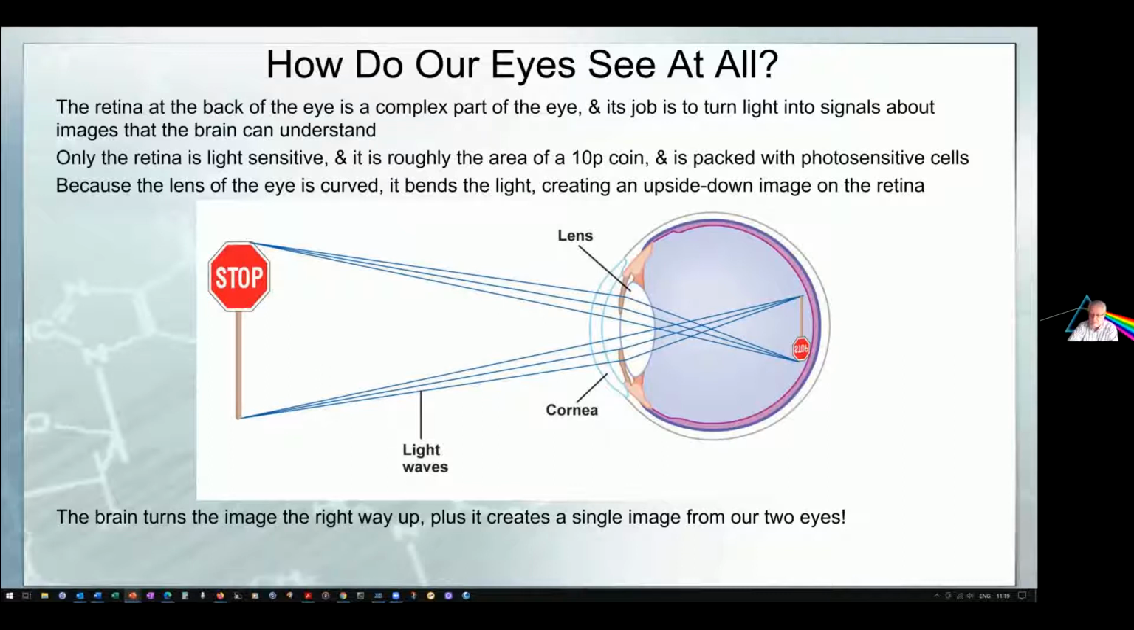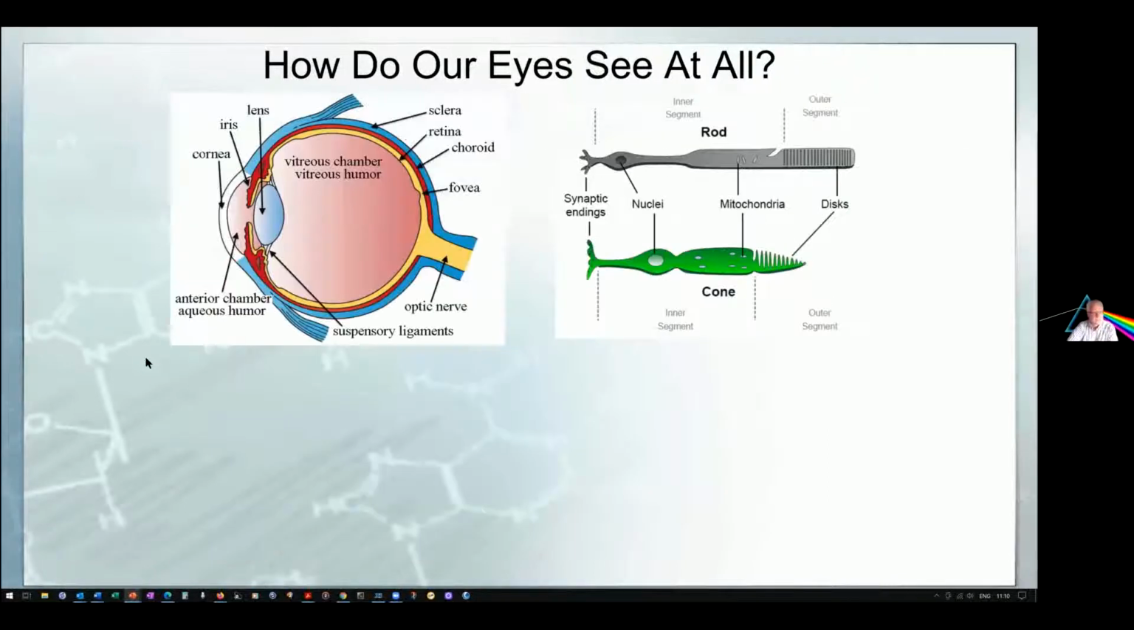And also it combines the image from two eyes into a single image. And having two eyes also gives us binocular vision, so we can perceive depth. Now, some people can't. If you've had an eye that wasn't properly aligned, you may have had it corrected later in life, you probably find your binocular vision is either impaired or not there at all. So let's look at the eye.